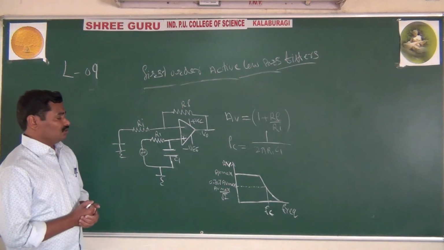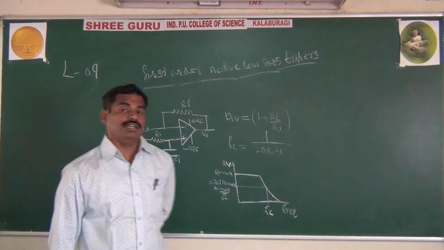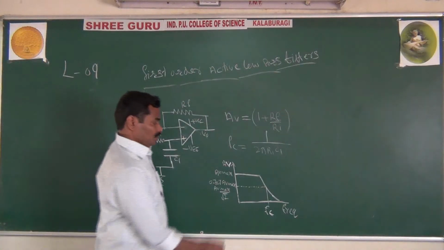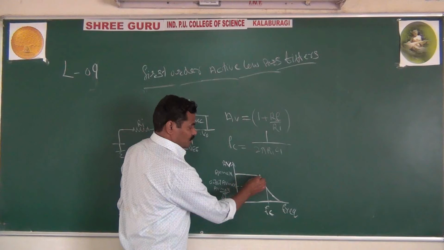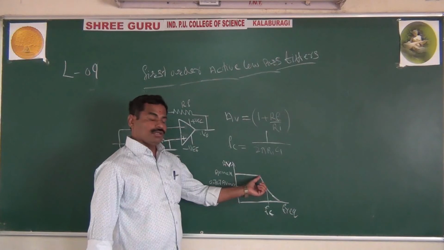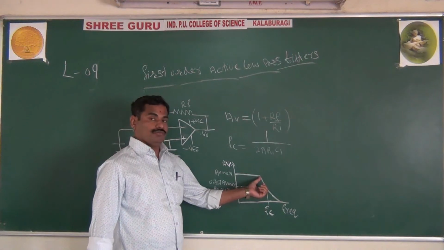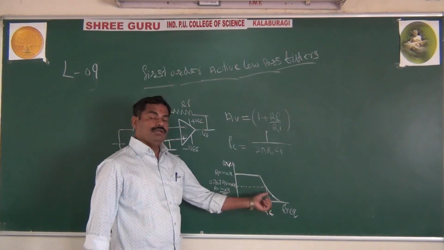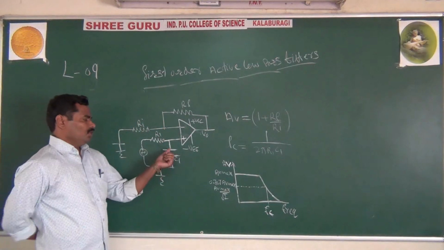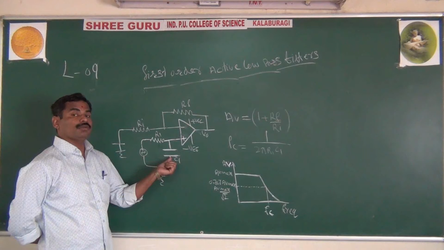The important thing here, they may ask the question: why does it allow only low frequencies and not the high frequencies? The name indicates low pass filter, and if you see the frequency response, the gain is constant for the low frequencies, and the gain is reduced for the high frequencies. Why is the gain constant for the low frequencies and reduced for the high frequencies?